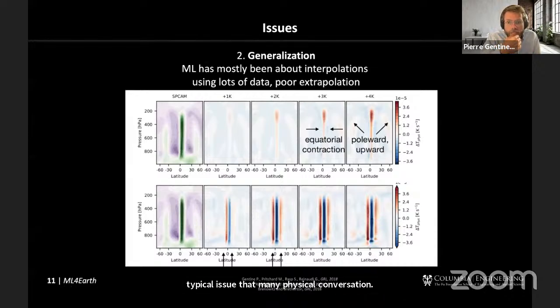Okay, so we were really disappointed when we saw that. We said, okay, basically that's a major roadblock because it means that what we learned in the historical climate cannot be used in the future, and that basically defeats the purpose, right? So that was a major roadblock, we thought at the time.